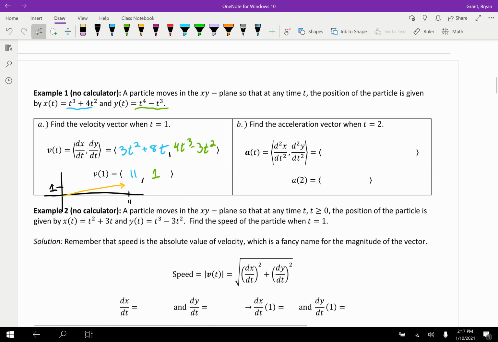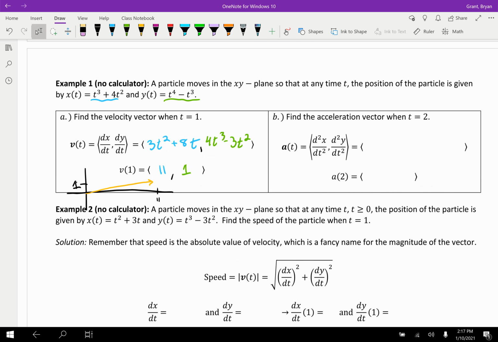Then find the acceleration vector of the same position for the particle when the time is 2. Well, this is just the second derivative. We'll use those same colors. Second derivative of this guy over here is 6t plus 8. And over here, it's looking like 12t squared minus 6t. And then we have to find the acceleration at 2.